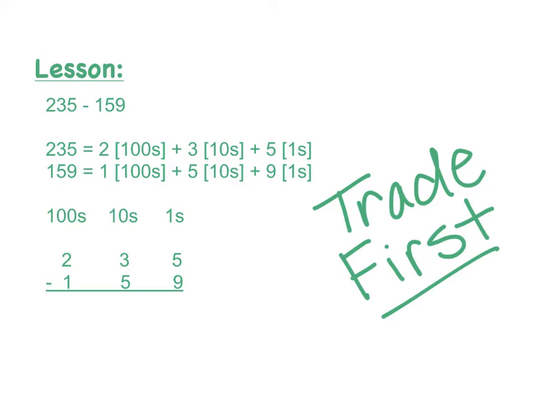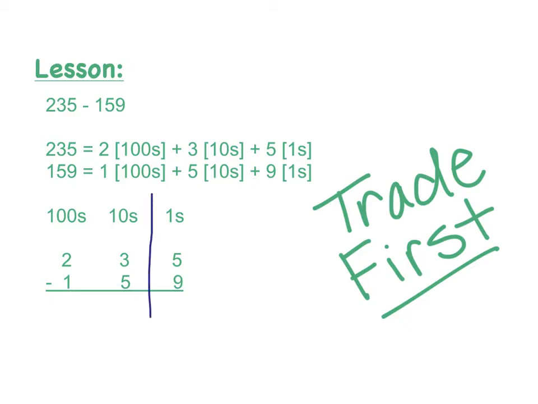159. And just like I did with the addition, I wrote out the number 235 and I showed you how many hundreds, how many tens, and how many ones that particular number has. And then I wrote out 159 and I did the same thing with hundreds, tens, and ones. So then we transfer that down here to our actual setup and we do the problem. So this particular problem, we would actually do all of the trading first.